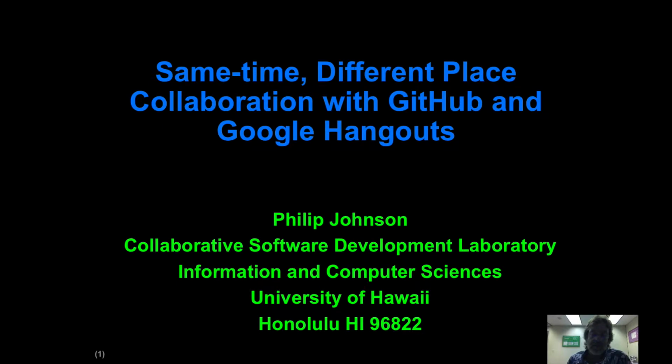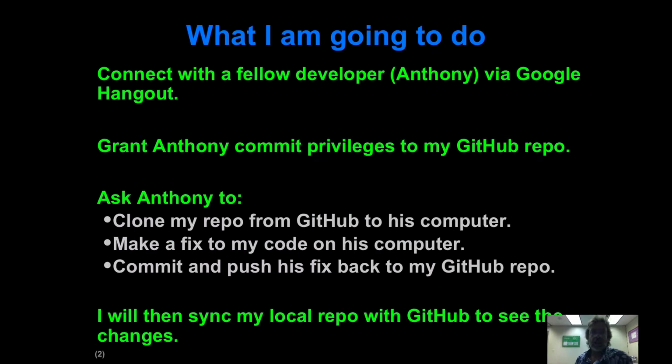And welcome to this hopefully very brief screencast where I want to show you same time, different place collaboration with GitHub and Google Hangouts. So what I'm going to do is connect with a fellow developer named Anthony via Google Hangout, and ask him to make a minor edit to one of the files in my repos. In order to do that, I'm going to use what I view as centralized collaboration.